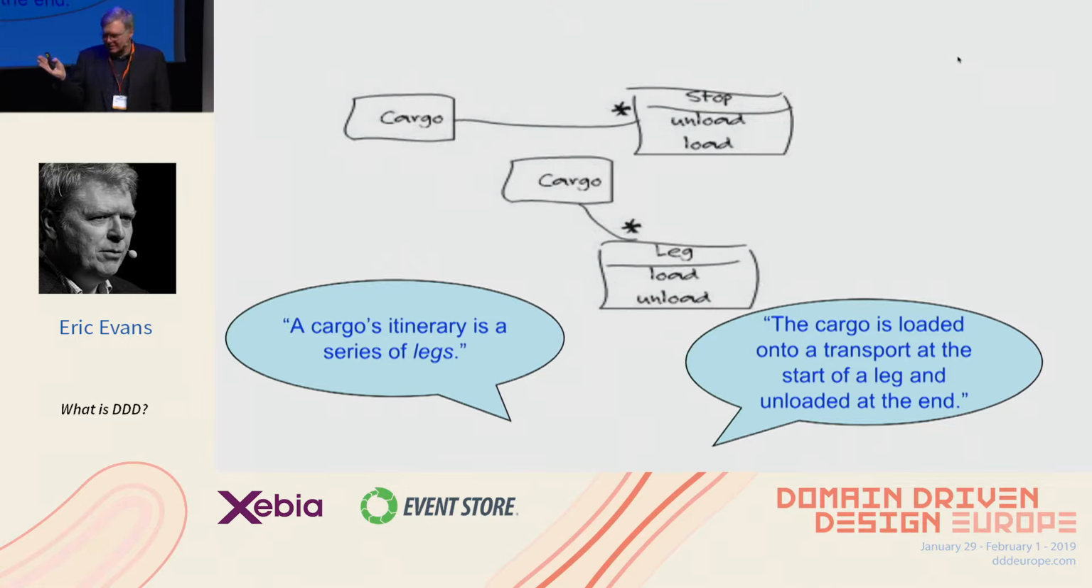Location. Of location. So the words, I mean, how do the words not correspond to the diagram? A cargo's itinerary is a series of legs, and I have that diagram, the lower one.